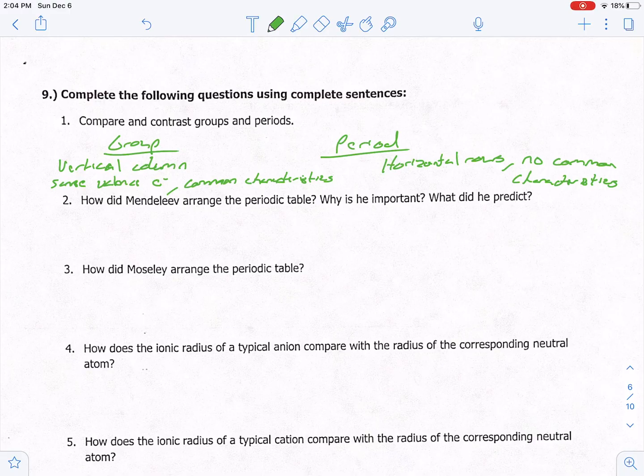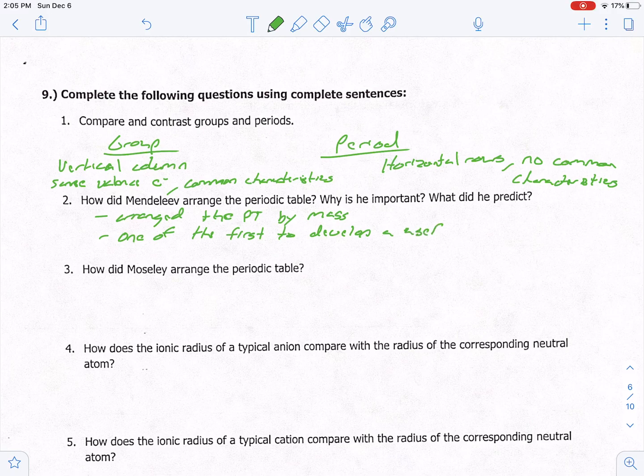Mendeleev: how did he arrange the periodic table? Why is he important? And what did he predict? His big thing is he arranged the periodic table by mass. He was one of the first to develop a useful periodic table. So he arranged it by mass, which was the best way he figured it out.